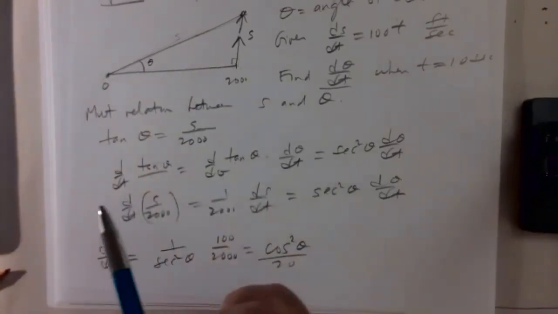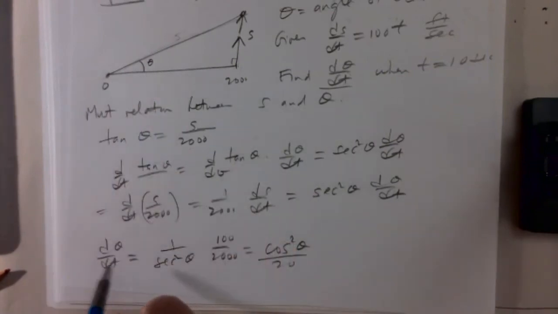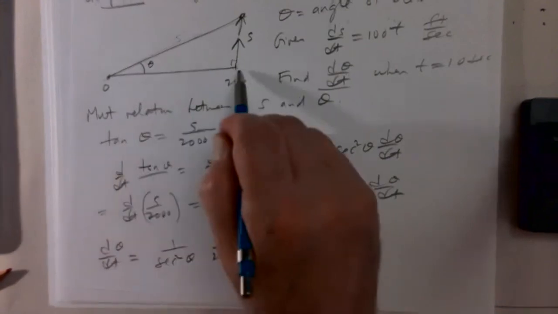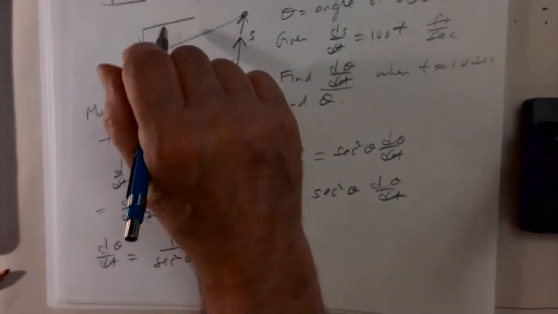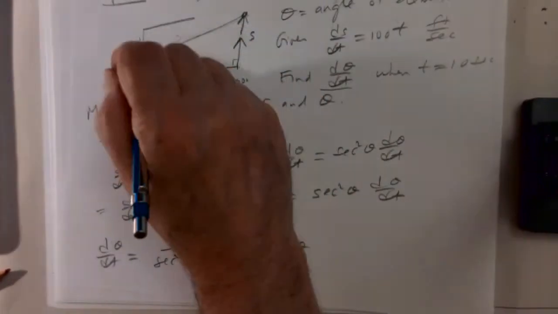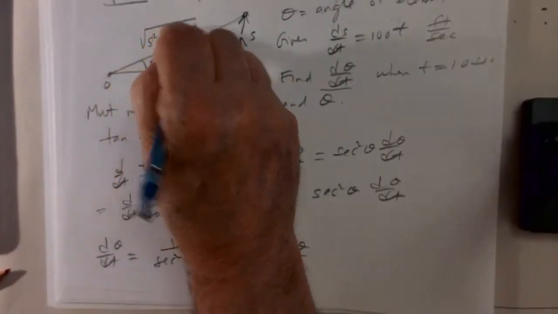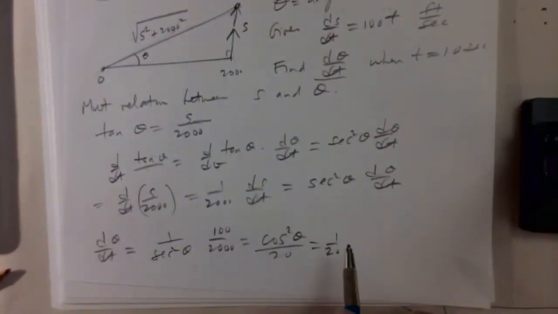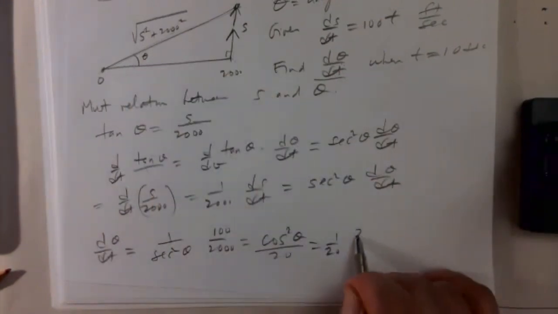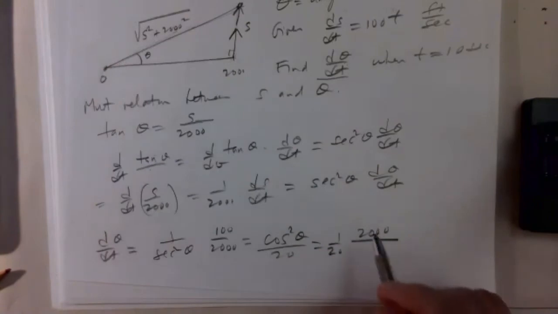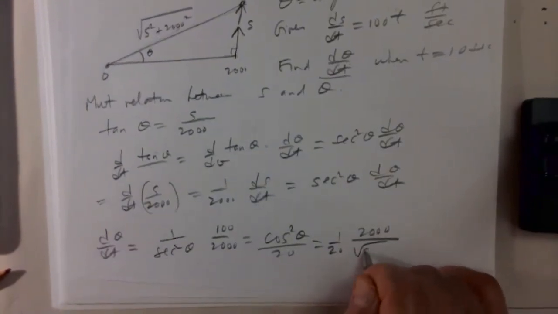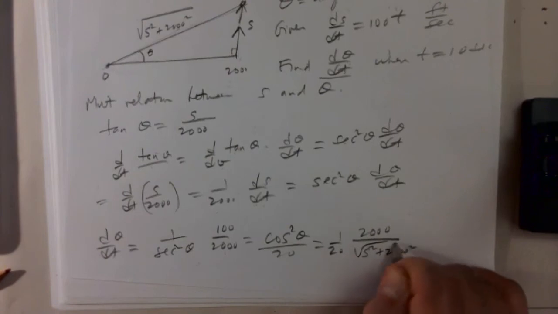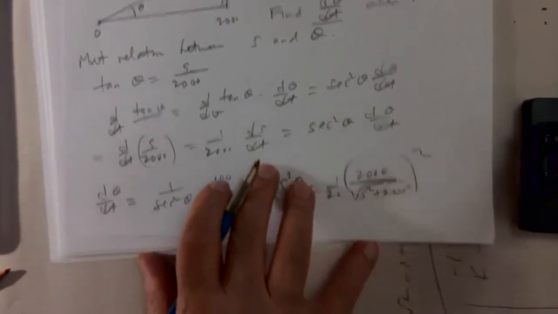What is the cosine of theta? Well, if this is 2,000 and this is s, this is the square root of s squared plus 2,000 squared. So this is 1 over 20. Cosine squared is 2,000 over the square root of s squared plus 2,000 squared, all squared.